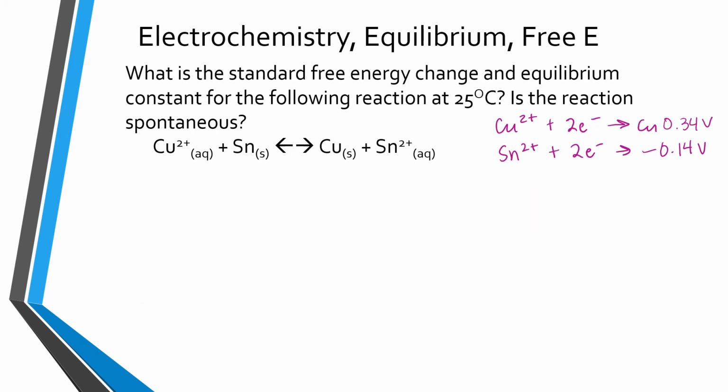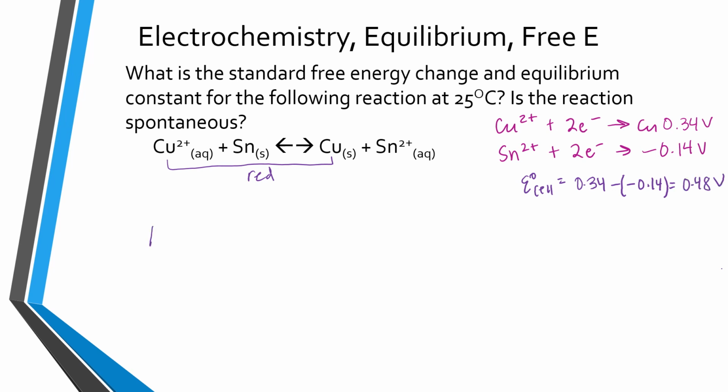Okay, let's do this final question. So same thing. We are looking for the standard free energy change and the equilibrium constant. We're at standard temperature and we're at standard concentrations because I'm not told otherwise. So the first thing I'm going to do is calculate my standard cell potential. So copper is the one being reduced. So 0.34 minus negative 0.14 equals 0.48.